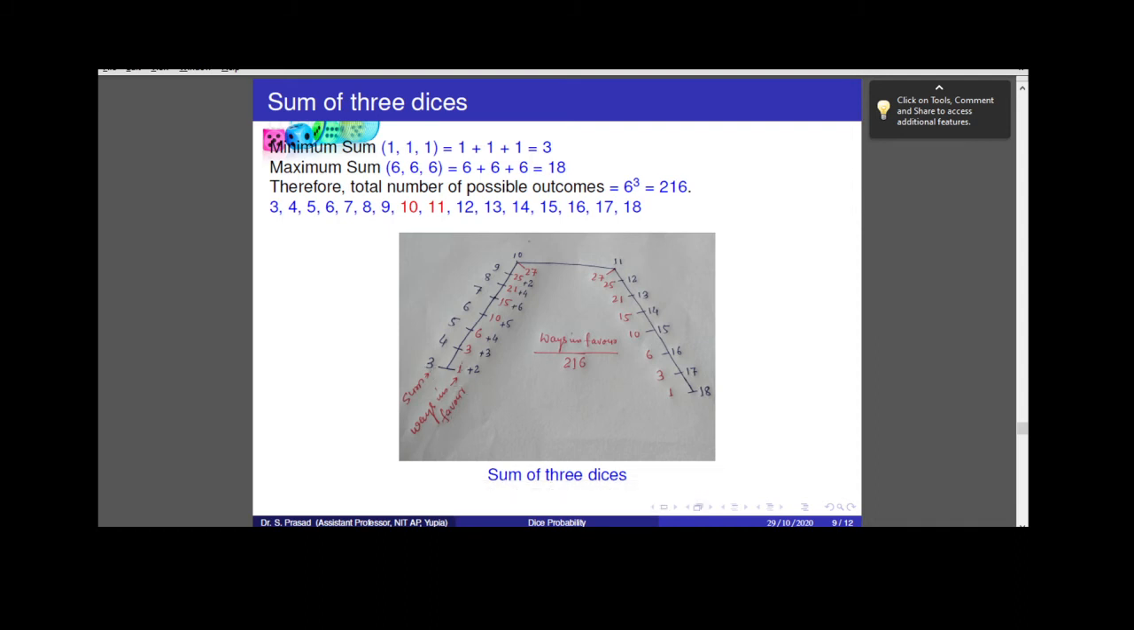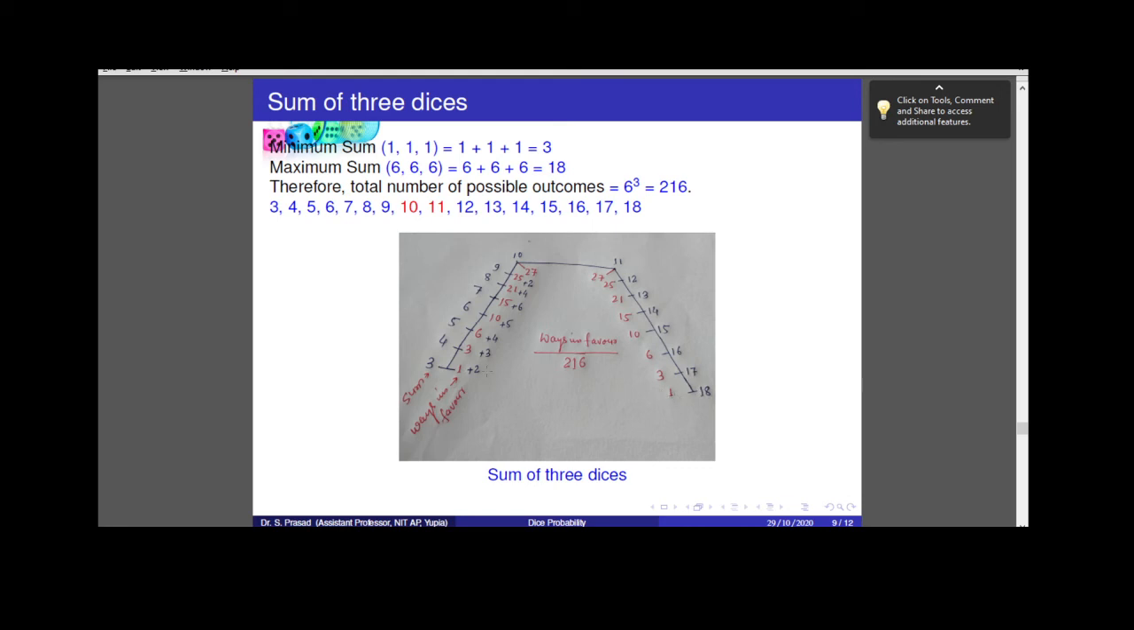Now 3 occurs 1 time, 4 occurs 3 times, 5 occurs 6 times, 6 occurs 10 times, 7 occurs 15 times, 8 occurs 21 times, 9 occurs 25 times, and 10 occurs 27 times. And now 11 also occurs 27 times, 12 occurs 25 times, 13 occurs 21 times, 14 occurs 15 times, 15 occurs 10 times, 16 occurs 6 times, 17 occurs 3 times, and 18 occurs 1 time.